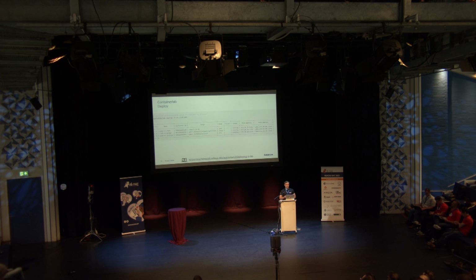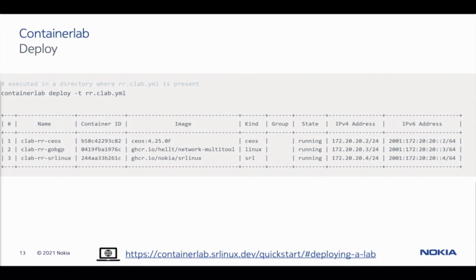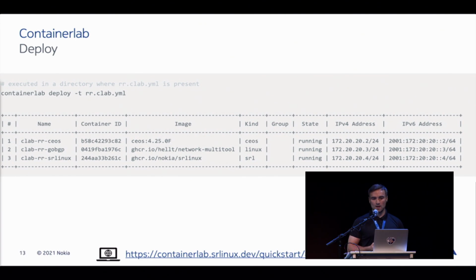And then when this topology file is ready, you can deploy your topology. You can use containerlab deploy -t for topology and the name of the topology file. And 30 seconds later, you will have your lab already ready for you. It will consume only 1 vCPU or 2 vCPUs and probably 2 gigabytes of RAM for all those 3 nodes. And that's it, right? It's as easy as that.